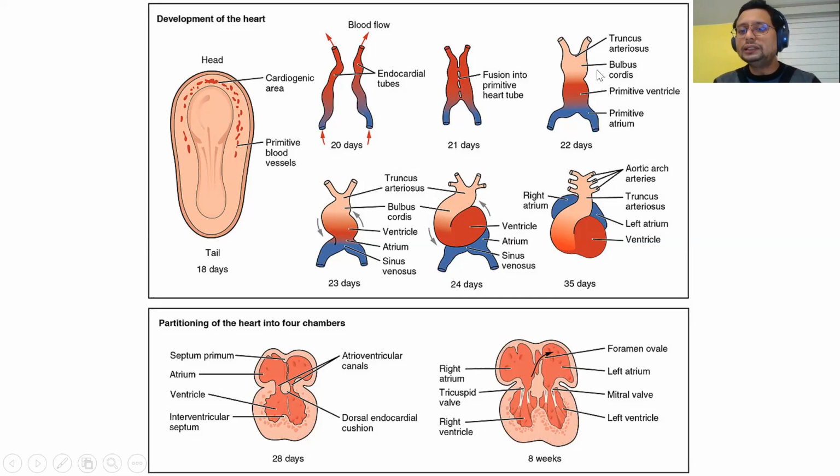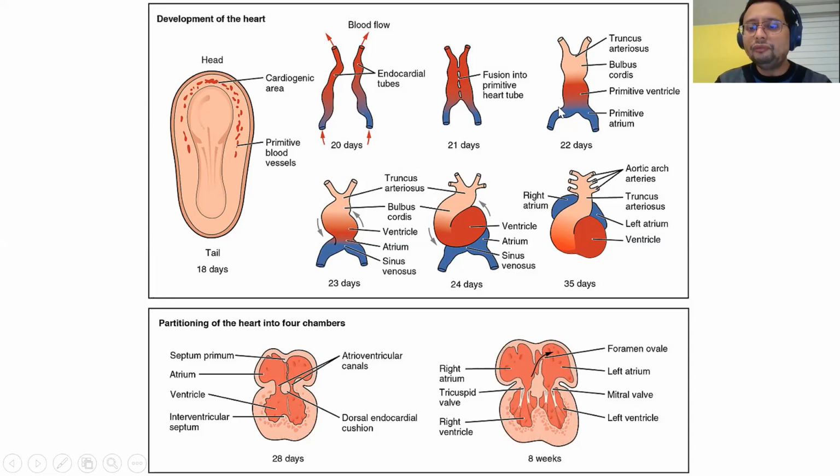Now the bulbus cordis, remember, contributes to the right ventricle and also to the outflow tract of both the left ventricle and right ventricle. Because the bulbus cordis contributes to both, if the development is arrested before it's complete, you have this entity called double outlet right ventricle. And the bottom here is the primitive ventricle, which will later become the left ventricle.